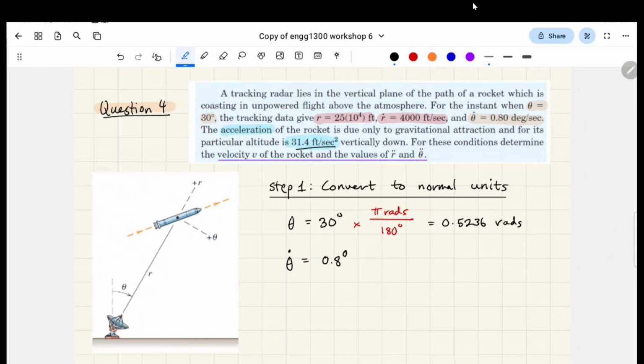The angular velocity was listed as 0.8 degrees per second. Exact same thing, we can just multiply it by the same conversion, which I'm just going to copy over, because we're just converting the degrees, which is on the numerator. So that is that. And lastly, our angular acceleration is unknown, so that's what we're going to be solving for.